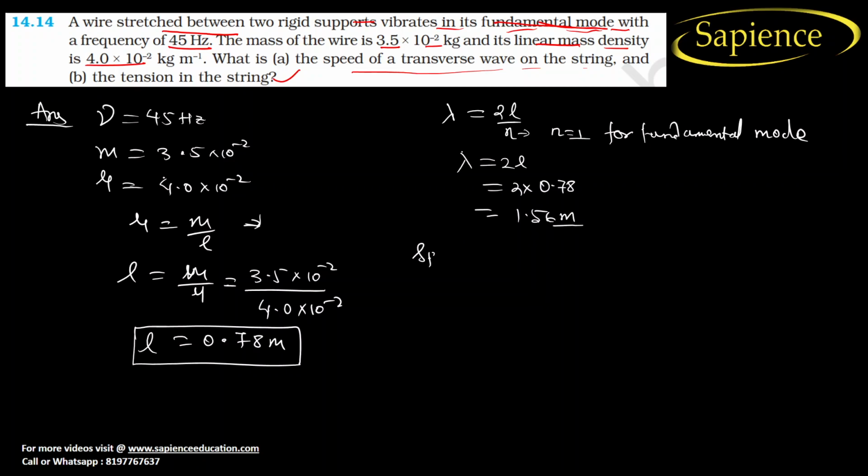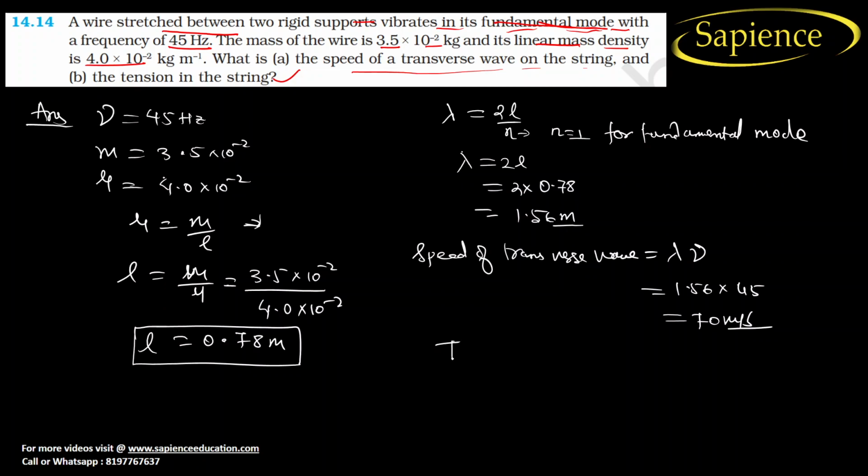Now the speed of the transverse wave is equal to lambda into frequency. The value of lambda is 1.56 into frequency 45 hertz. If we multiply this, we get the speed of the transverse wave as 70 meter per second. Now the tension in the string.